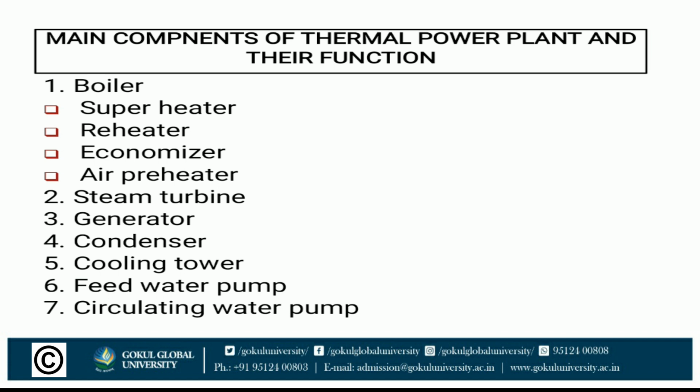Second one, steam turbine. The function of the steam turbine is to convert the heat energy of steam into rotational power at the turbine shaft. In a modern thermal power plant, the steam turbine generally is a three-cylinder tandem compound machine consisting of a high pressure stage cylinder, called HP, an intermediate pressure stage, called IP, and a low pressure stage cylinder, called LP. Third one, generator.